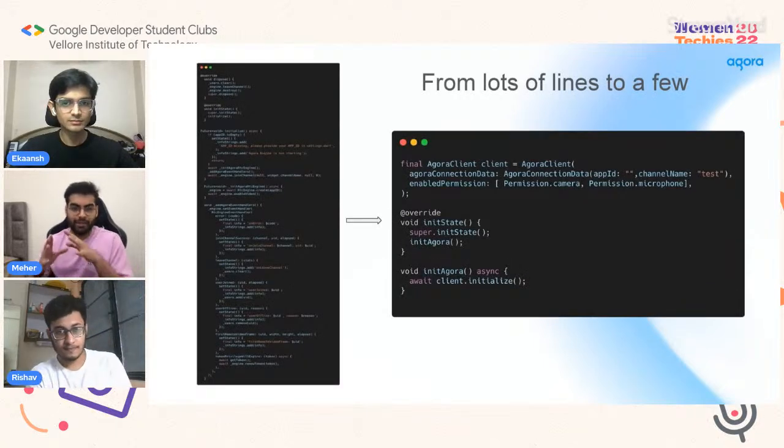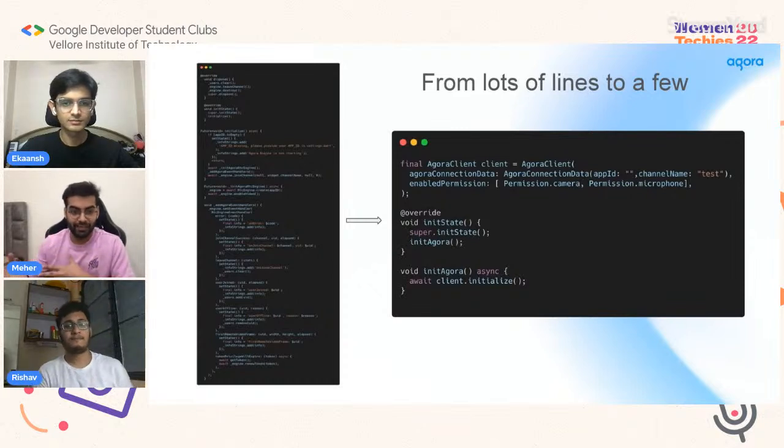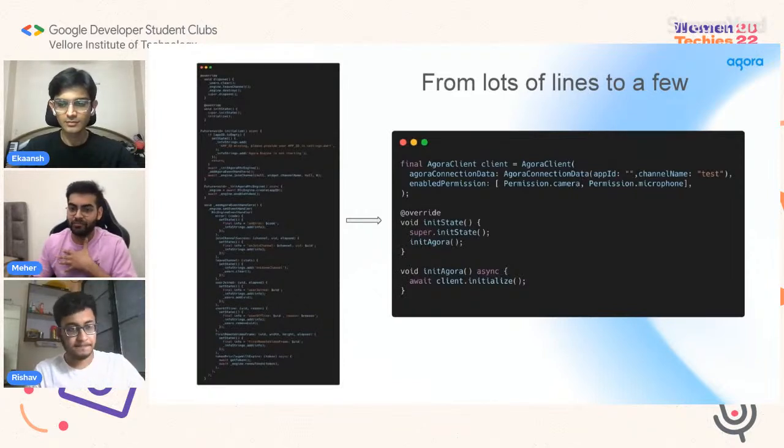So with the Flutter SDK, what you have is basically a bunch of code given on the left hand side. And what the Flutter UI kit does is take just two simple lines of code, where it declares an Agora client with the connection data properties that Ekansh mentioned, and after that just initializes it inside the init method. With that being done, your UI kit is all set and you're good to go to add the layout.